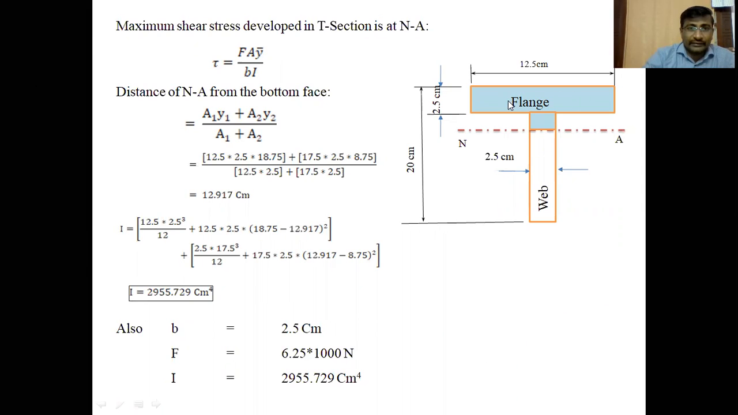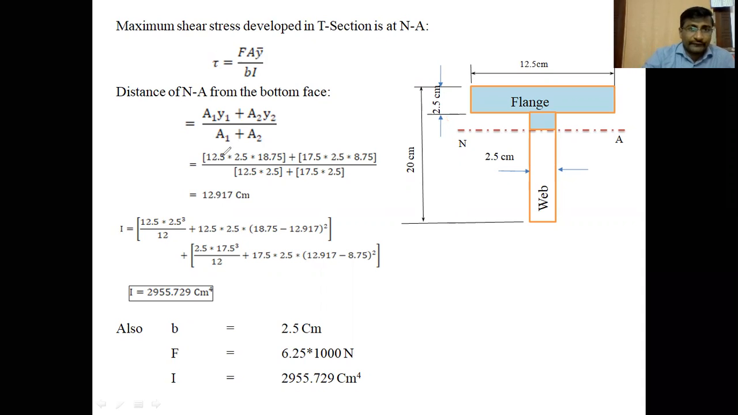So A1y1 means A1 is the area of the flange, y1 is the center of gravity of this flange from the bottom face. A2 is the total area of the web, and Y2 is the center of gravity distance of this web. So here, the flange breadth is 12.5 centimeters and thickness is 2.5 centimeters. Total depth of the T section is 20 centimeters. 20 minus 2.5, that is 17.5, is the web height, and thickness of the web is 2.5 centimeters. It is given in centimeters. Solve the problem in centimeters itself.